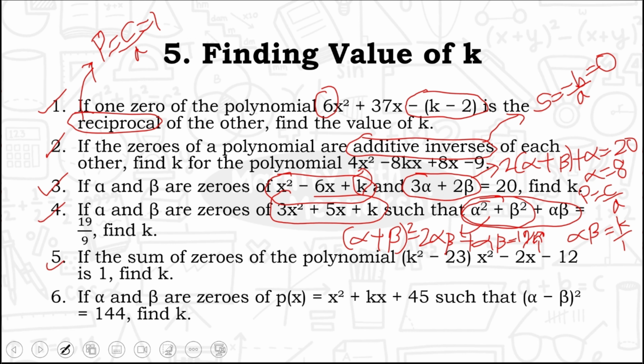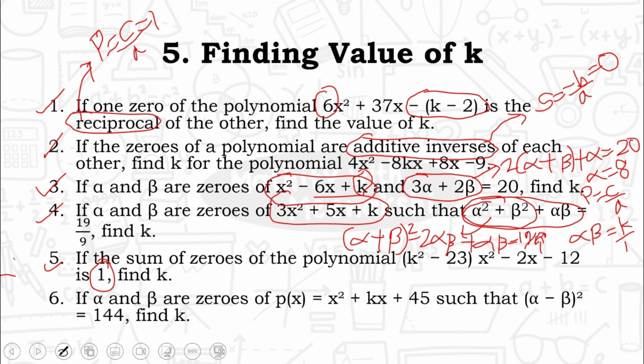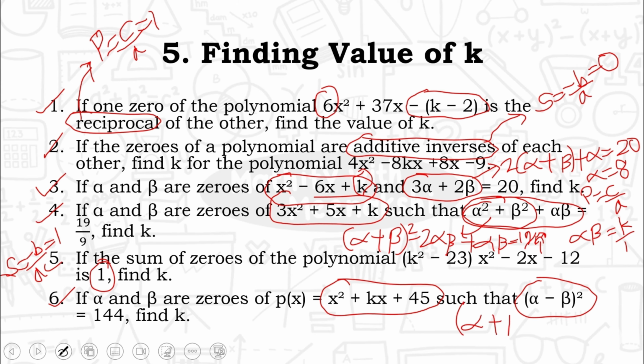Let's move to the fifth question. Here the sum of zeros is given to you, that it is 1. So simply put sum is equal to 1, and what is sum? Minus b by a is equal to 1, and you will get your value of k. Let's move to the sixth question. In the sixth question, again in this given polynomial we have two variables. So again you have to use the formula of alpha minus beta whole square. And what is that? Alpha plus beta whole square minus 4 alpha beta. And you know how we can find alpha plus beta? That is minus b by a. How can we find the value of alpha into beta? That is c by a. Just put your values here and you will get your answer k.